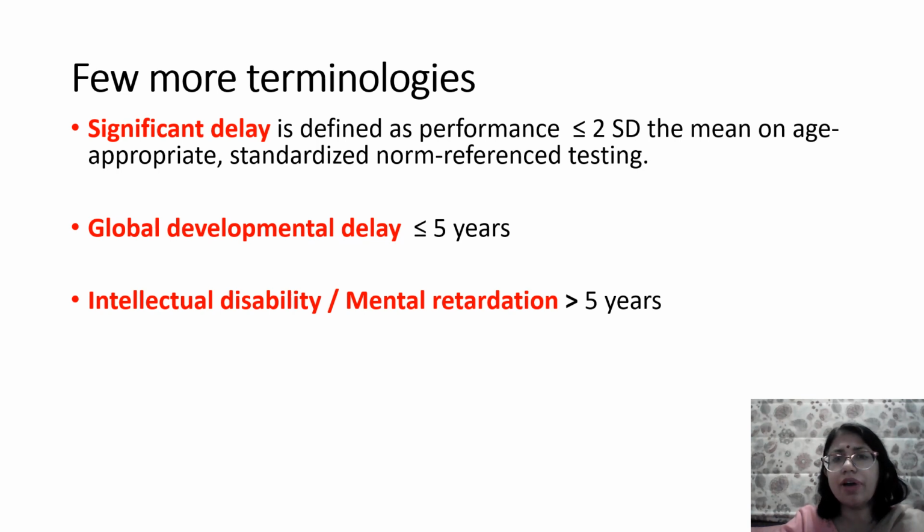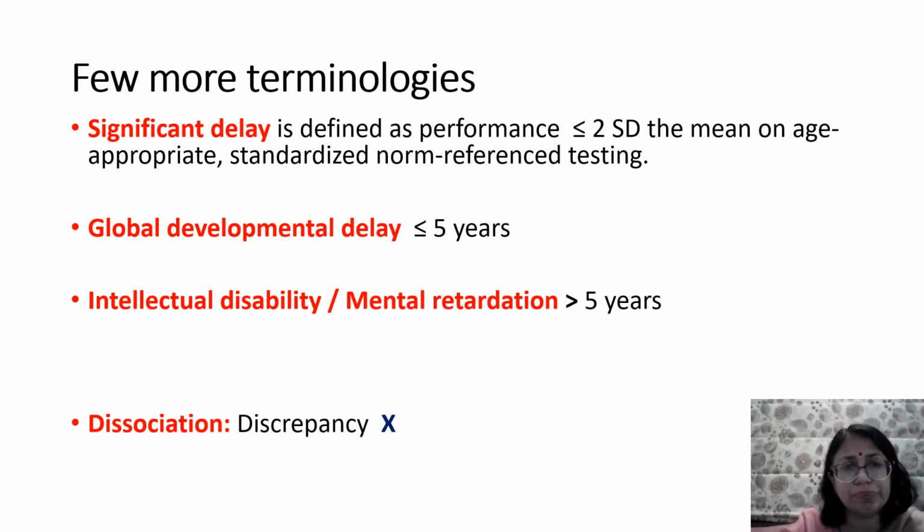Significant delay is defined as performance of less than or equal to 2 standard deviations below the mean on age appropriate standardized norm referenced testing. That means if we perform the DQ assessment less than 5 years of age or IQ assessment more than 5 years of age, a cutoff value somewhere around 70 will indicate a significant delay. Global developmental delay is the terminology that we use below 5 years, and above 5 years of age it is replaced by the terminology of intellectual disability, that was previously known as mental retardation.